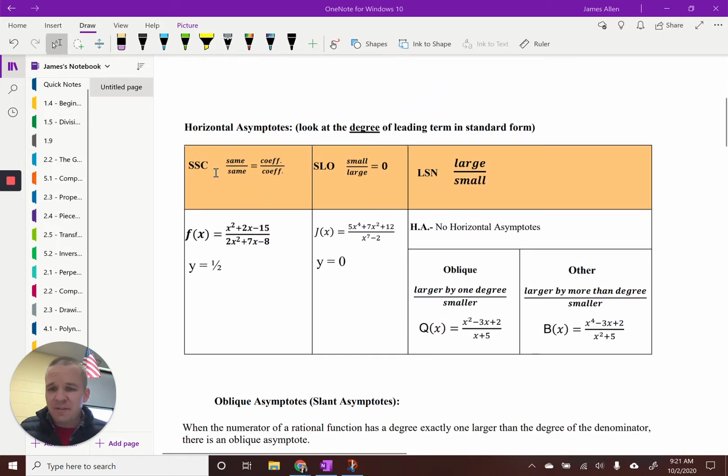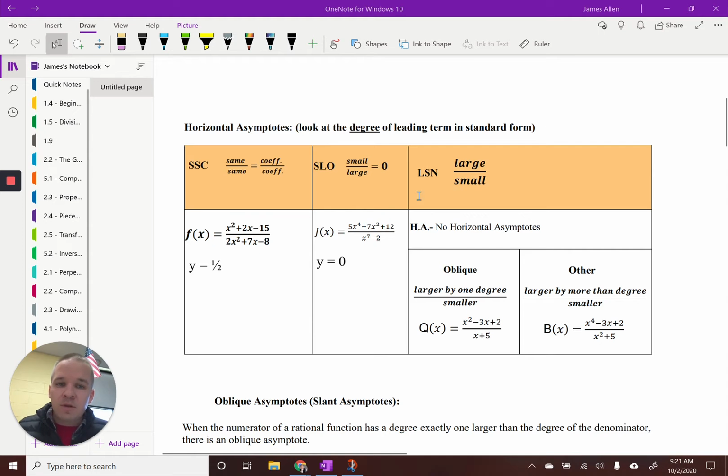If you didn't jot this down in the first video, I would do that now. For same over same, we're going to compare our coefficients. So for this example, y equals 1/2. If it's small over large, for example, this one here, it can be way smaller in the numerator and larger in the denominator. It doesn't just have to be one apart. Oftentimes we do see that, but it could be a drastic difference, like a degree of 3 difference. It's going to be y equals 0.